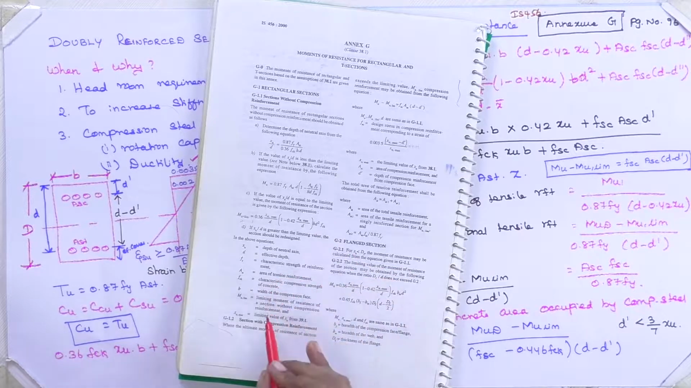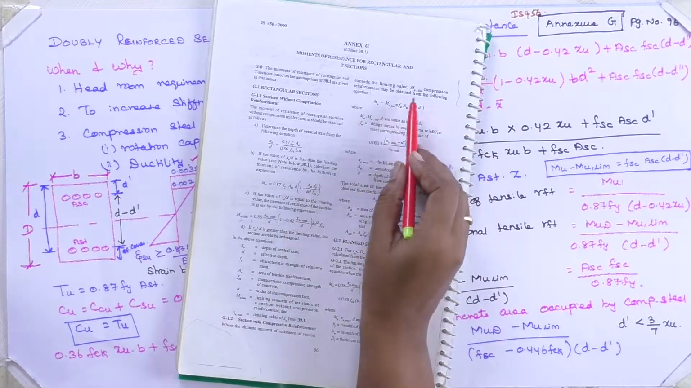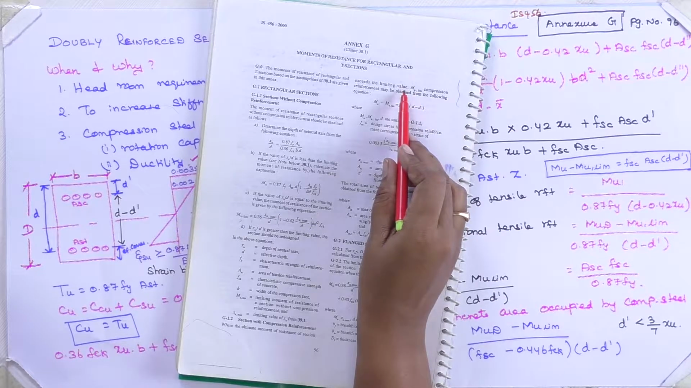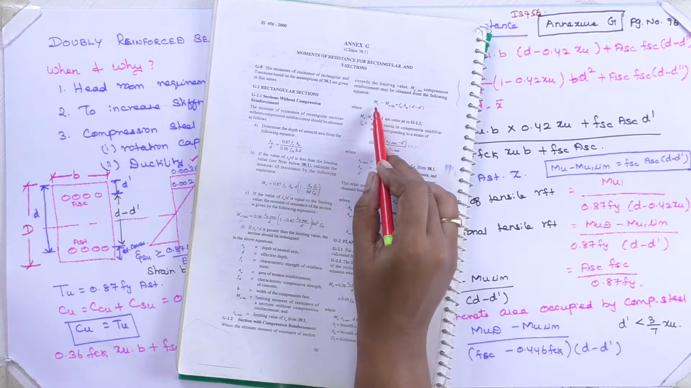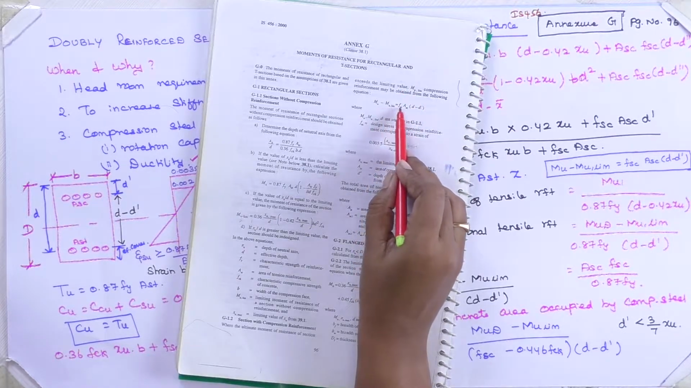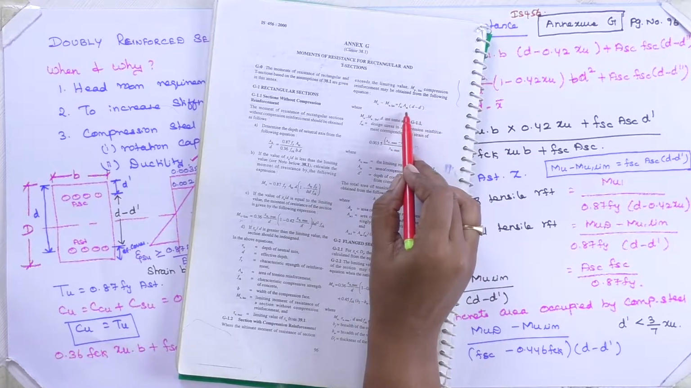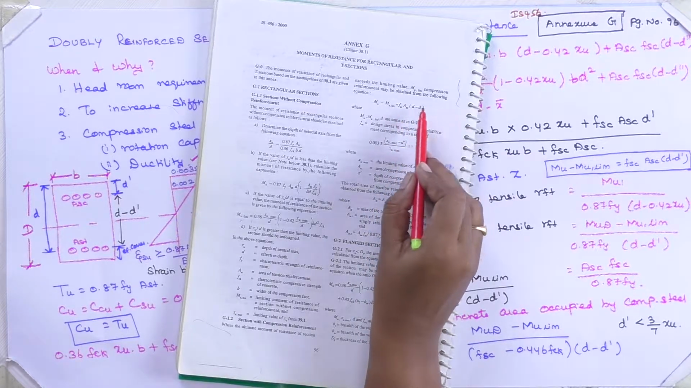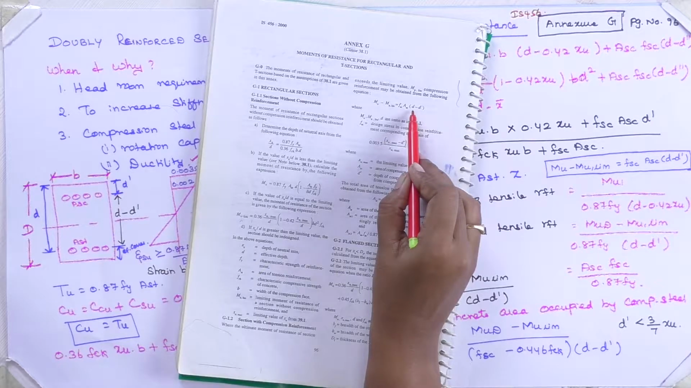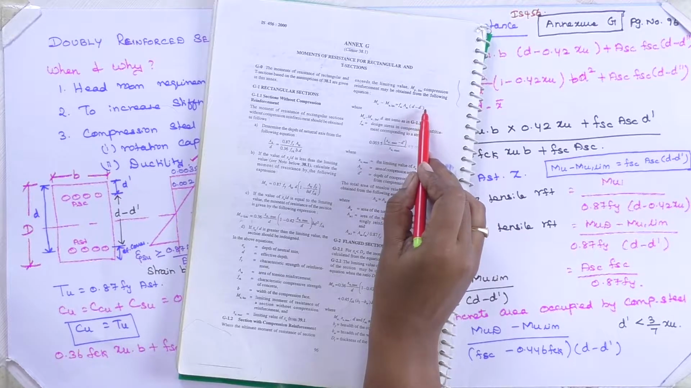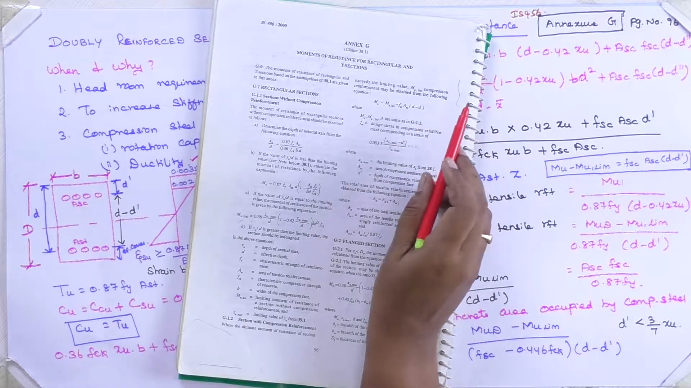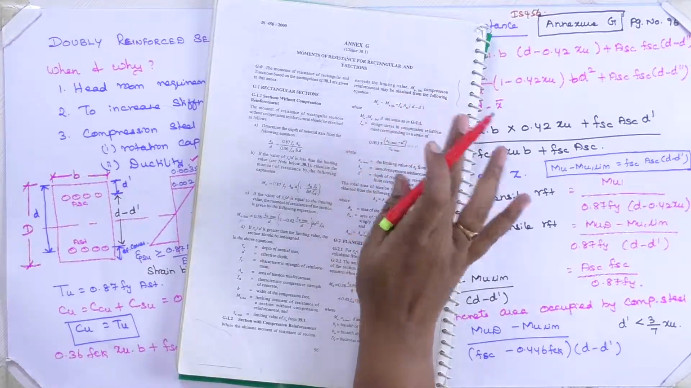Then when we are provided the section with compression reinforcement, that is, Mu limit has been exceeded, I can go for Mu minus Mu limit is equal to Fsc Asc into (d minus d dash). d is your effective depth of your tension steel, d dash is your effective depth of your compression steel. I can go with these formulas.